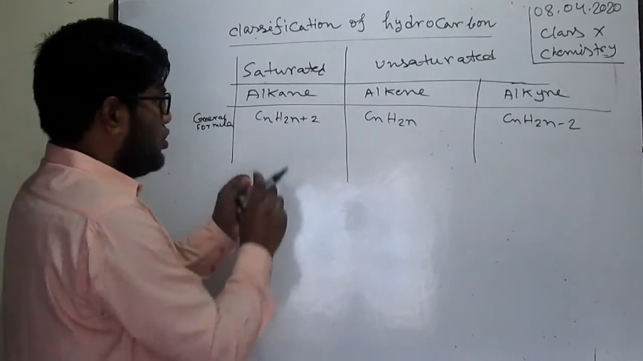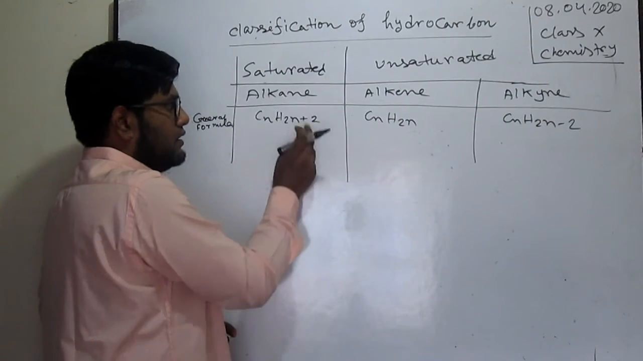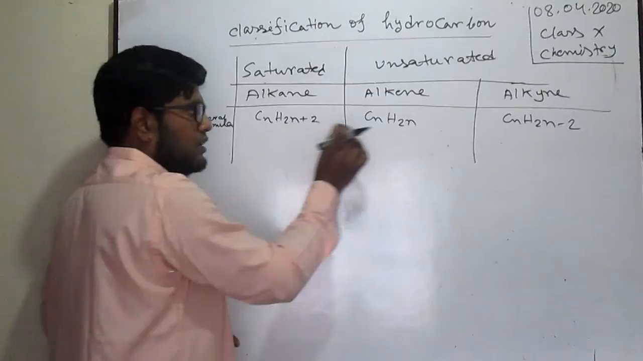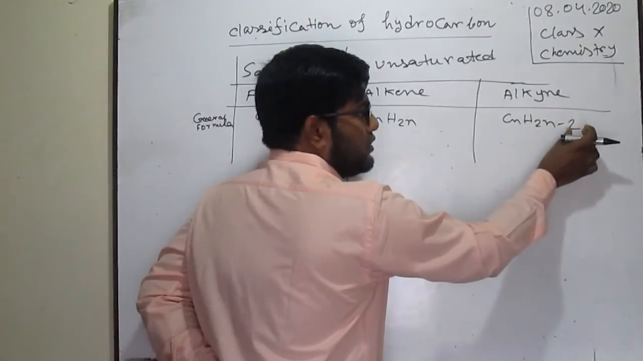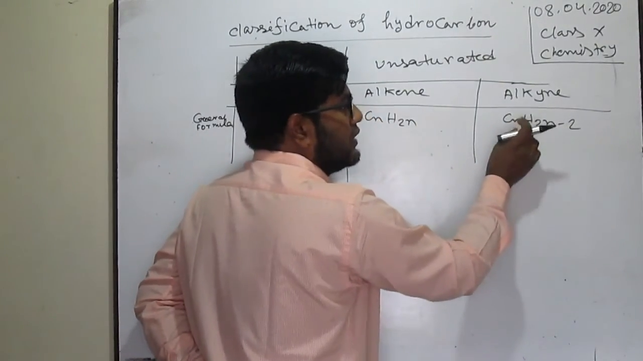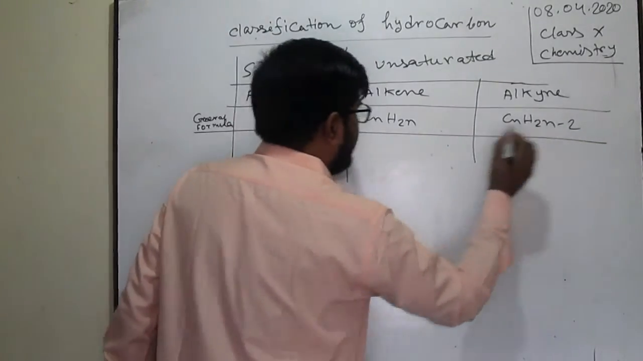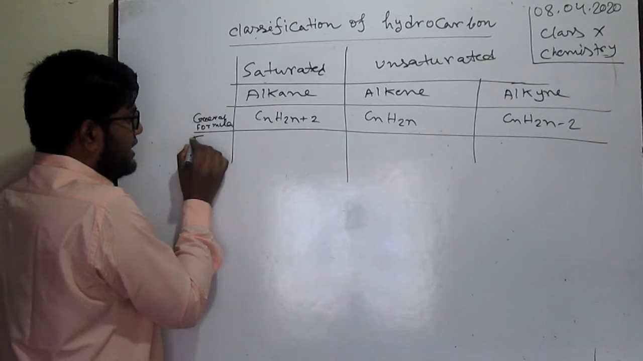That means in case of alkane there are two extra hydrogen atoms beyond 2n, for alkene no extra, and for alkyne 2 hydrogen atoms less than the 2n value. This is the general formula.